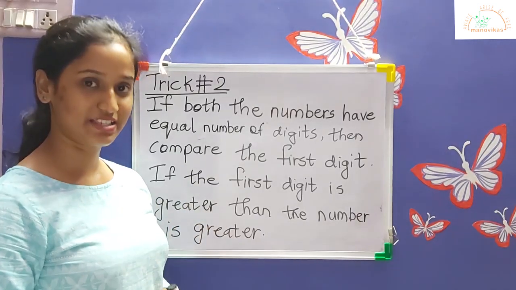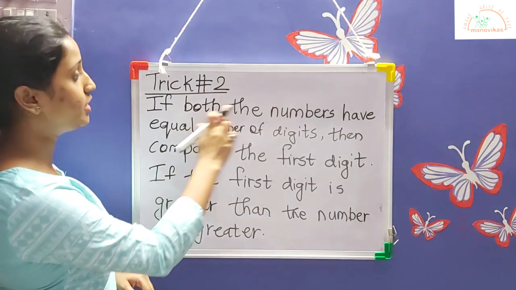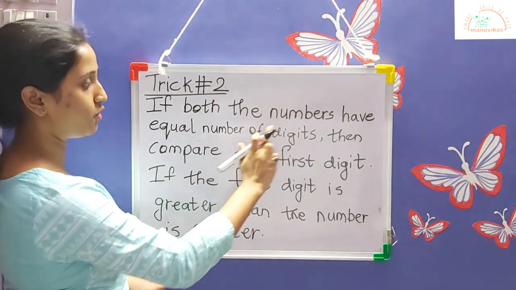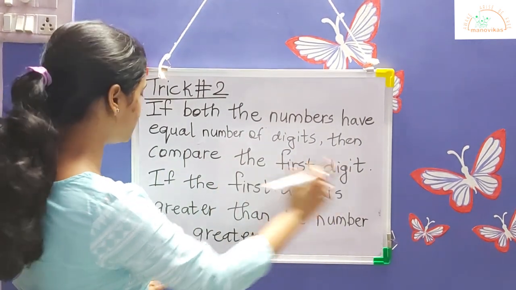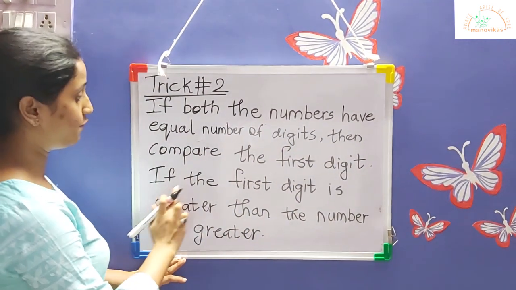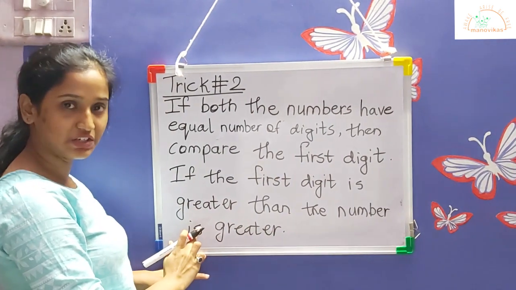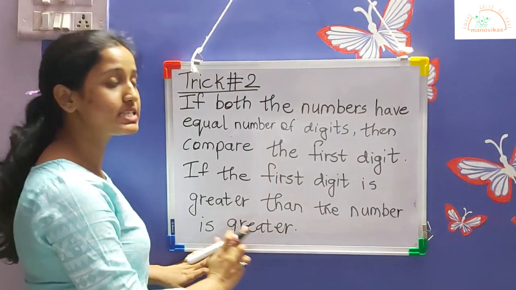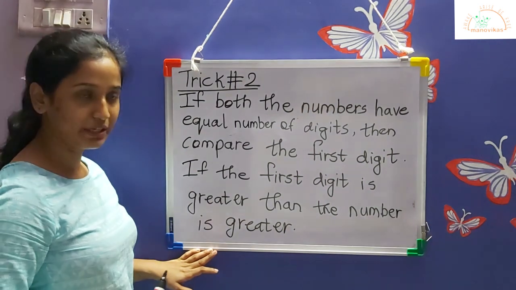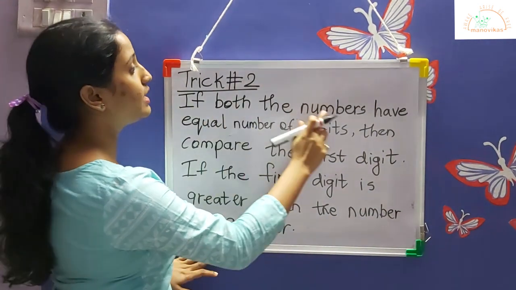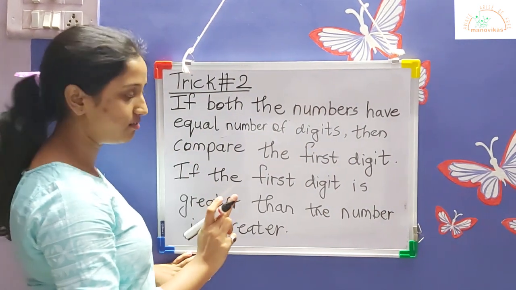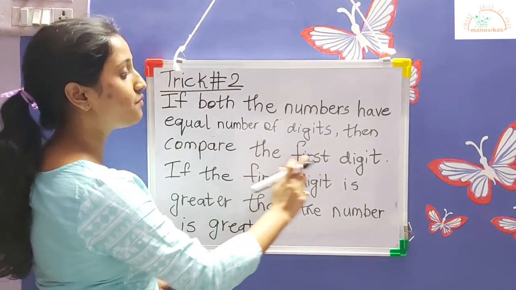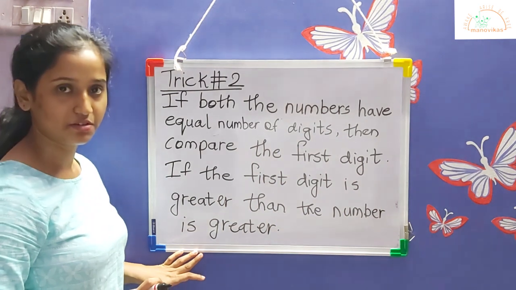The second trick says that if both the numbers have equal number of digits, then compare the first digit of the number. If the first digit is greater, then the number is greater. I'll repeat. If both the numbers have equal number of digits, then compare the first digit of the number.